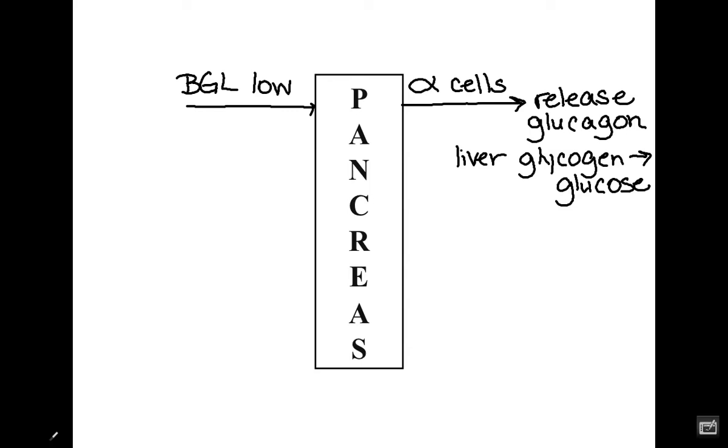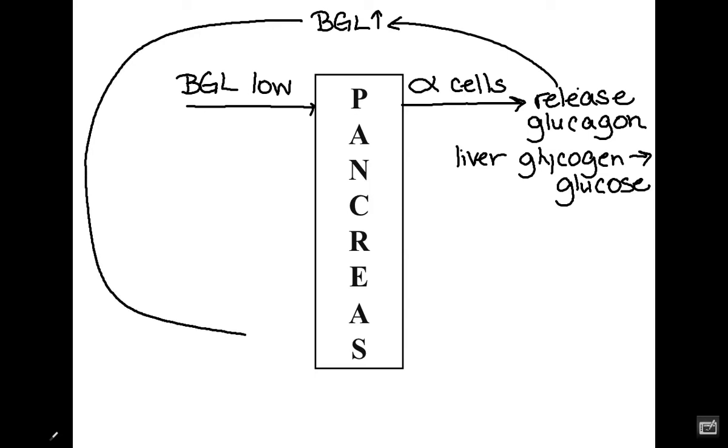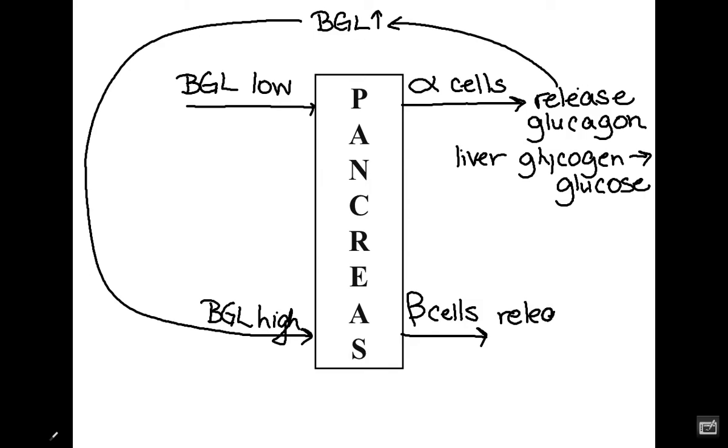Now, the pancreas also monitors the opposite effect. Let's say the alpha cells are releasing glucagon, and so what's going to happen is our BGL levels will go up. Eventually that's going to cause the pancreas to realize that our blood glucose levels are now high. That stimulates a different type of cell in the pancreas, called the beta cells, and they're going to release a different hormone, and this is the one you're probably more familiar with. This is insulin.